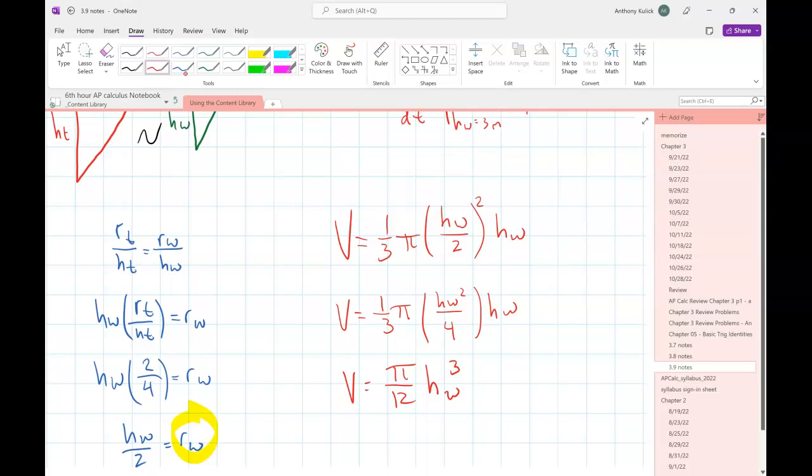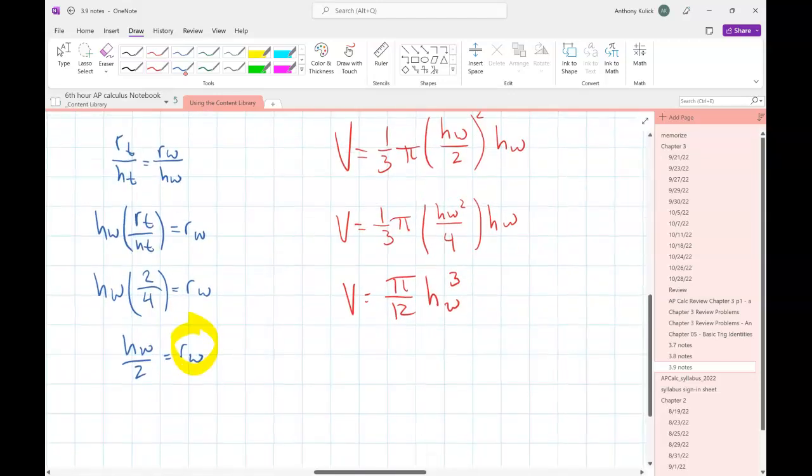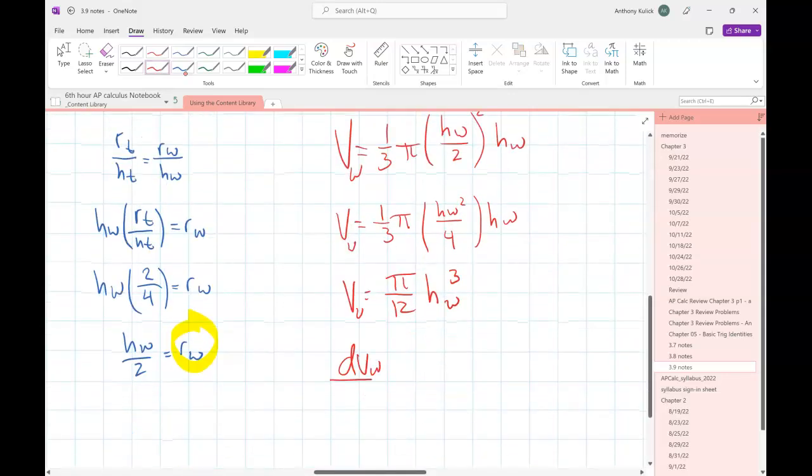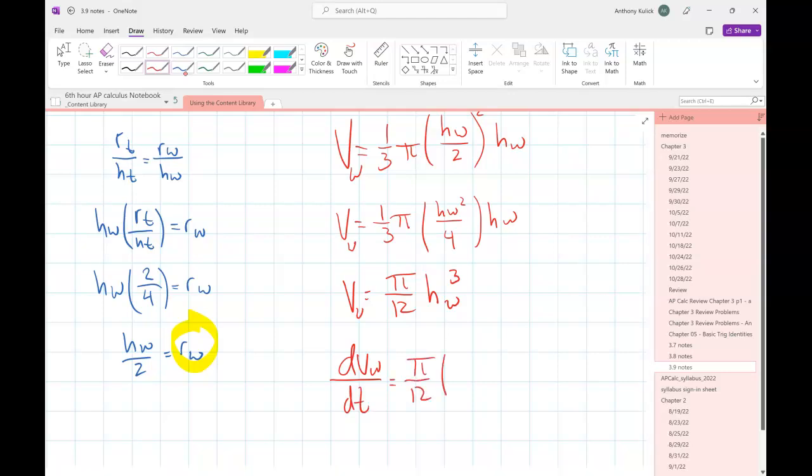Is that okay with everybody? I have HW squared and HW cubed. Okay, now I'm ready to do the derivative. And this is lovely because this is now just a power rule derivative, right? Oops, I forgot my W's on the V this whole time. Not that it really matters. But let's be consistent, right, Mr. Kulik?